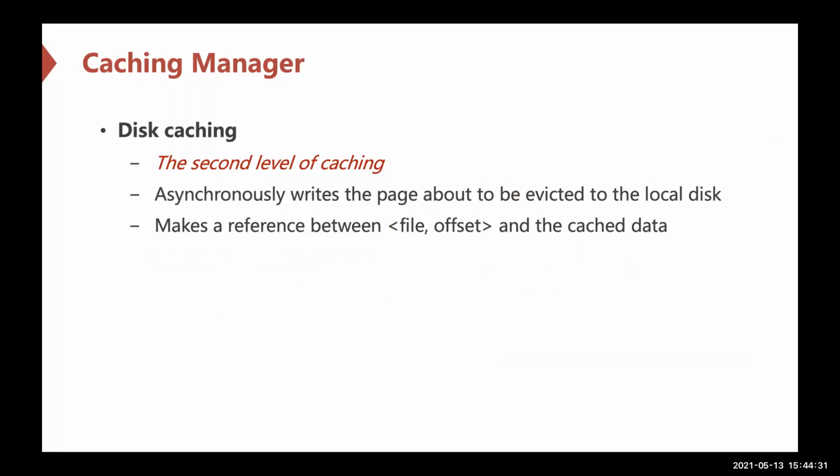The cache manager monitors the eviction of cached pages in the kernel and asynchronously writes the pages about to be evicted to the local disk and makes a reference to record the relationship. The references are persistently cached in memory to accelerate the reloading from local disk. When the serverless functions access the corresponding data again, the cached data in the local disk will be loaded into the memory directly, which avoids the reloading of data.